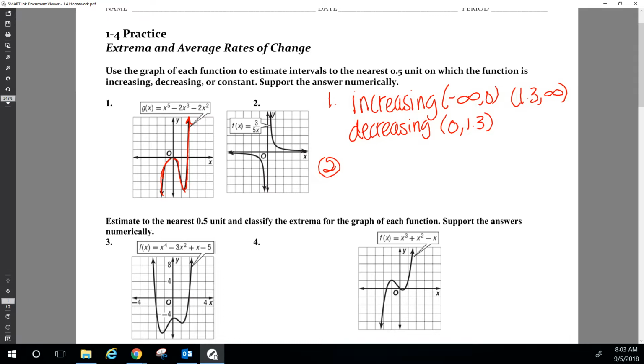For number 2, where are we increasing? So going from left to right. Remember, you read your graphs always left to right like a book. So left to right, I'm going down, I jump up, and I'm going down again. So we're not increasing anywhere.